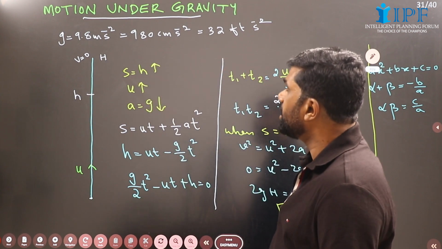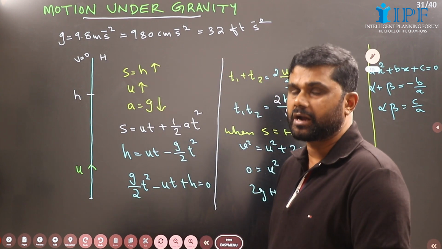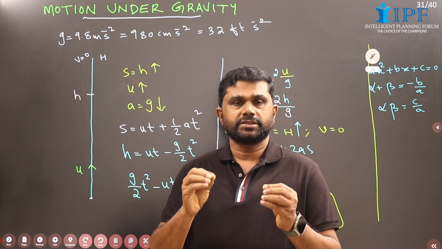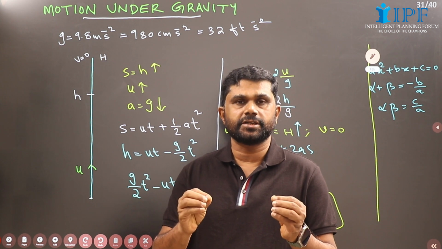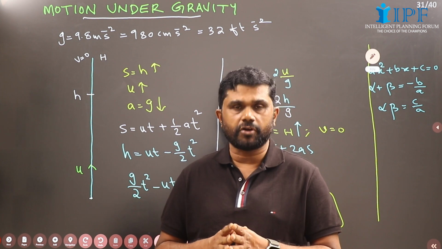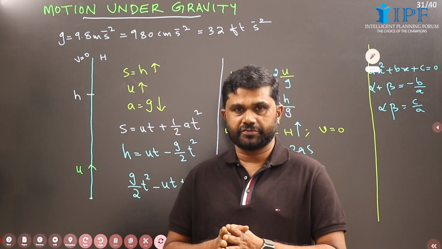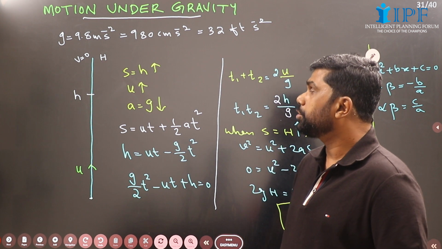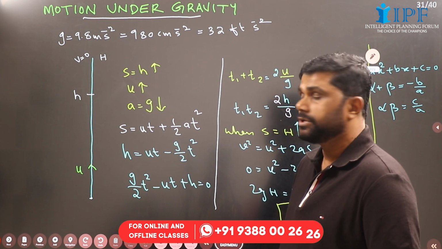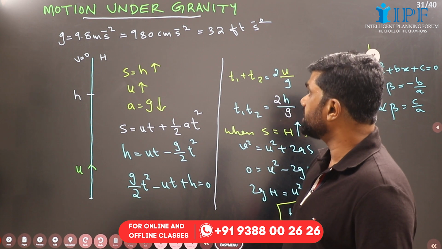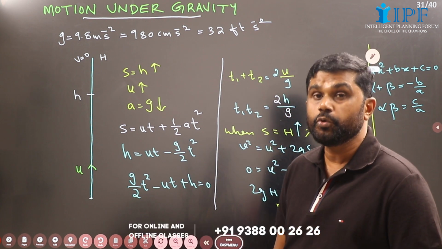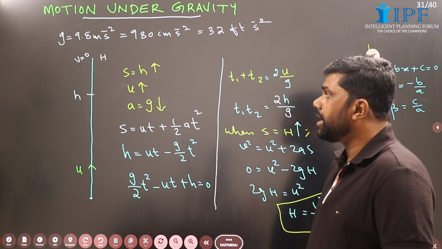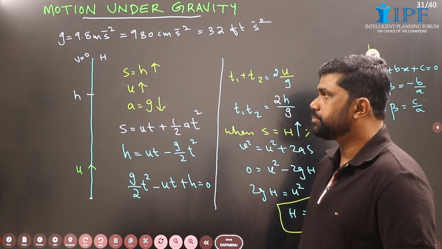Okay, now we have to consider the motion under gravity. What is acceleration due to gravity? That is the uniform acceleration experienced by a freely falling body due to the attraction of the earth. It is represented by small g equal to 9.8 meter second raised minus 2. It is equal to 980 centimeter second raised minus 2, or 32 foot second raised minus 2. In all our calculations we will take g as 10 meter second raised minus 2.